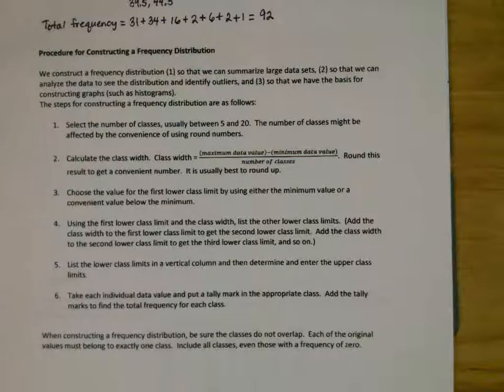Okay, and it's usually best to round up. And it's also best to round that value to get a convenient number. So it's best to round up. Number 3, choose the value for the first lower class limit by using either the minimum value or a convenient value below the minimum.